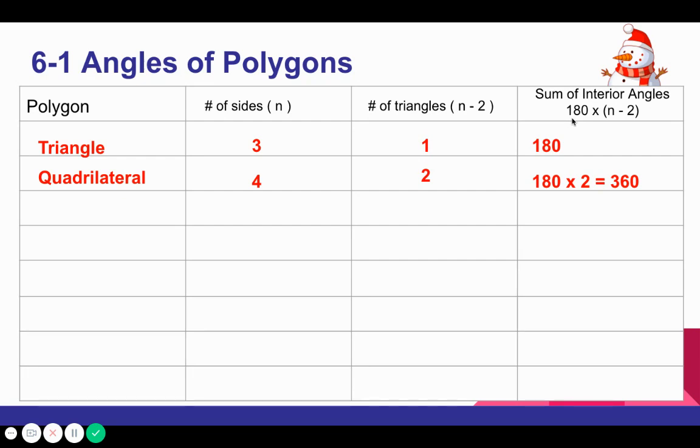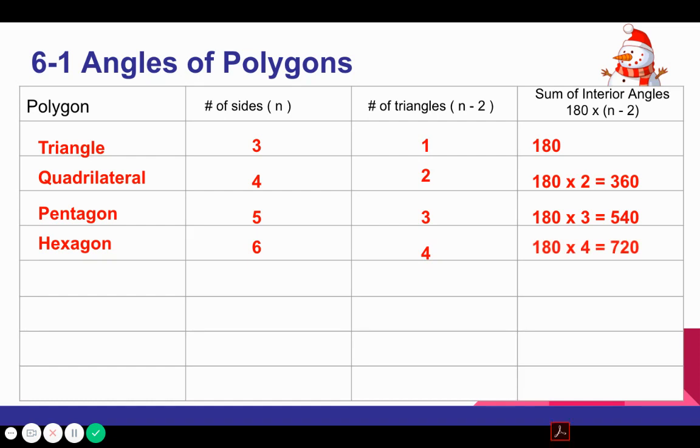The total is 360. Continuing to the pentagon with 5 sides, if we drew diagonals from one vertex, we would end up with 3 triangles. The sum here is 5 minus 2, which is 3, times 180, and the total is 540. Next, we have the hexagon with 6 sides, 4 triangles if you draw the diagonals, and the sum will be 180 times 4. So the sum of the interior angles in a hexagon is 720.